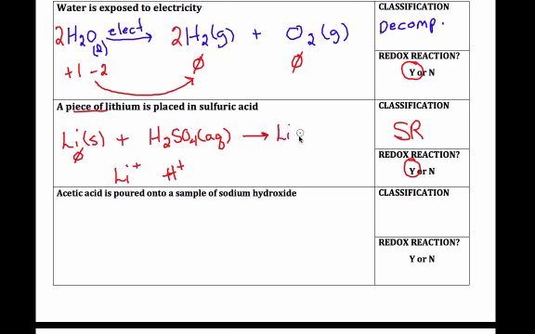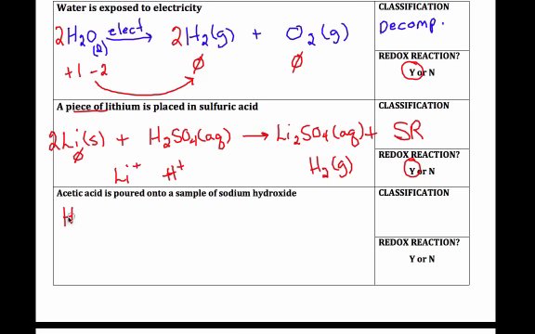So I'll get lithium sulfate. All group 1s are soluble without exception, plus hydrogen gas. Okay, and I need to balance that. And I think that's balanced. Okay, so that is our single replacement.